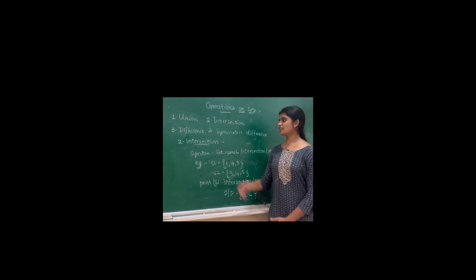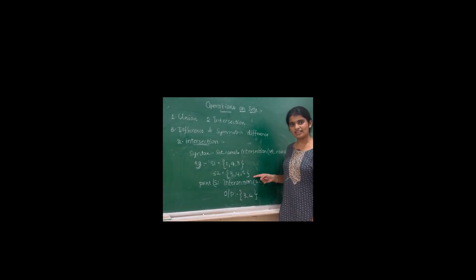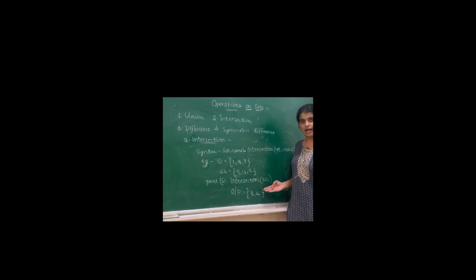So the second operation is the intersection. Here is the syntax for that. First, we give the name of a set one. By using the intersection and parenthesis, we write the second set name. And example, we have taken two sets here, and by using print statement, we print the output, and here is the output.